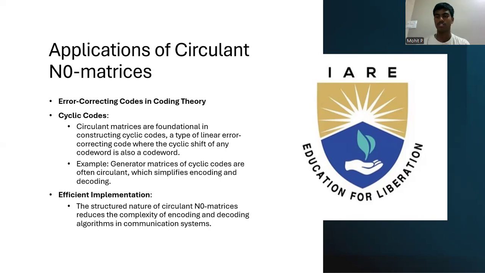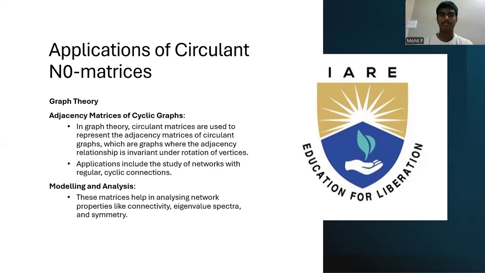The structured nature of circulant N0 matrices reduces the complexity of encoding and decoding algorithms in communication systems. So let's see graph theory. Python is being used right now in graph theory. Let's see the maths point of view: adjacency matrices of cyclic graphs.